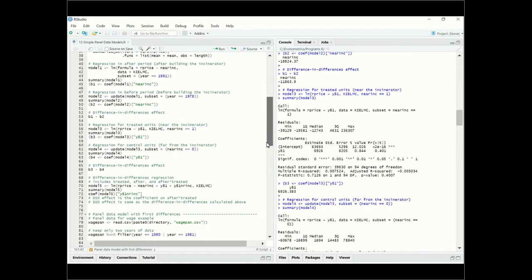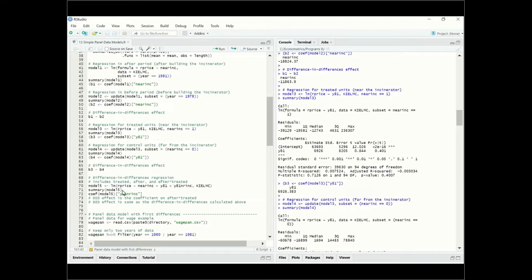Now, this was the slow way of doing things, so let's do it the fast way. The fast way would be to estimate a difference in differences regression. So how we are going to do this from now on is we need to include three terms. One of them is treated. This is a dummy variable for whether or not the unit is treated or control. After is a dummy variable for whether it's the after or before period. And then we have an interaction term of after times treated.